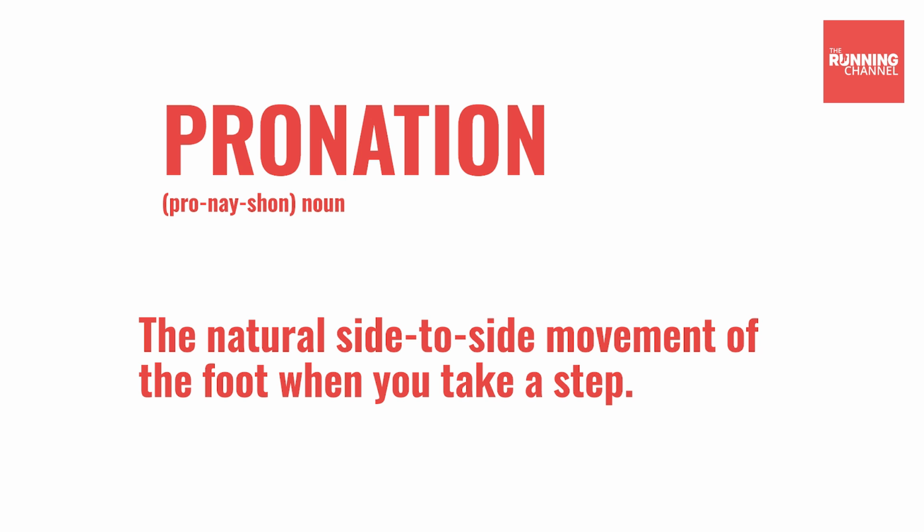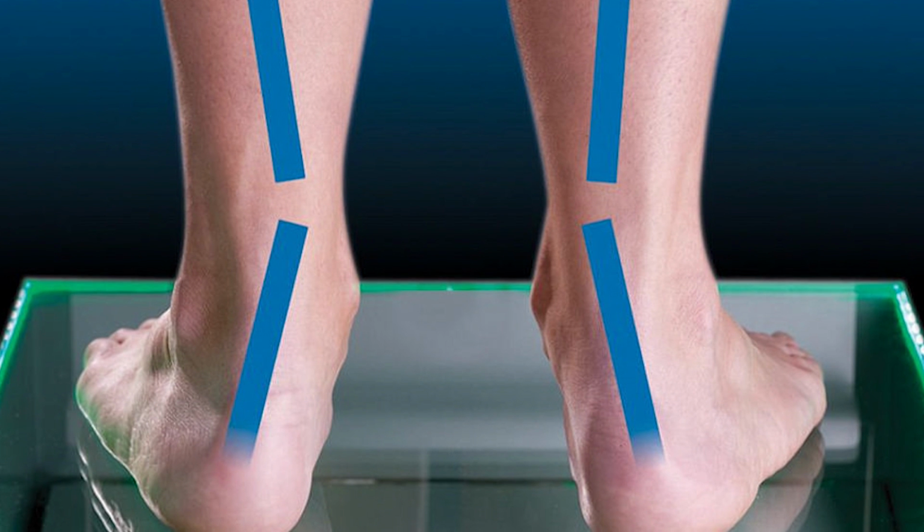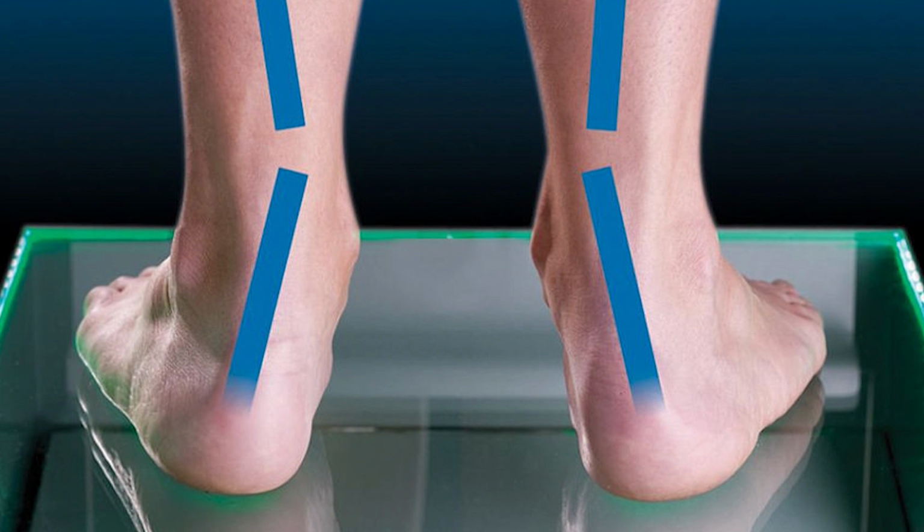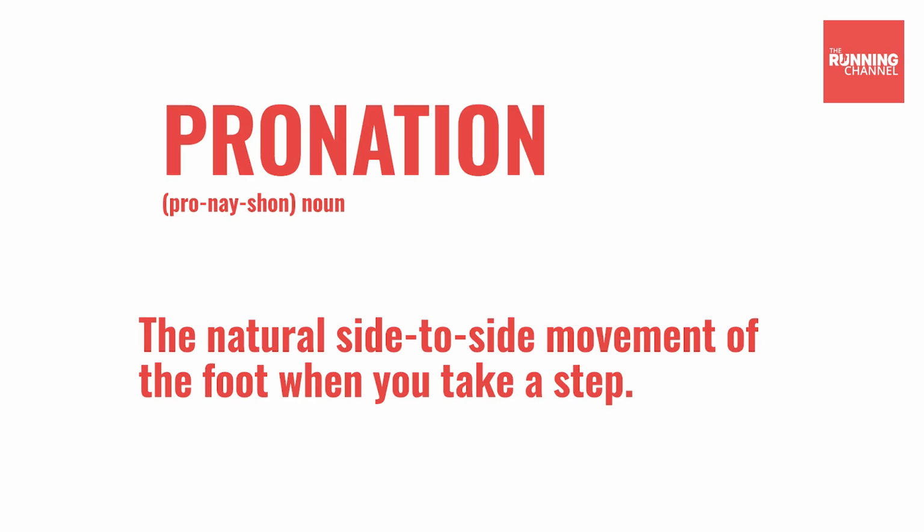Pronation. Pronation is the way that your foot naturally rolls inwards when it hits the ground. It's your body's way of absorbing the shock. Overpronation is when the roll is exaggerated, while under is when it doesn't roll enough.